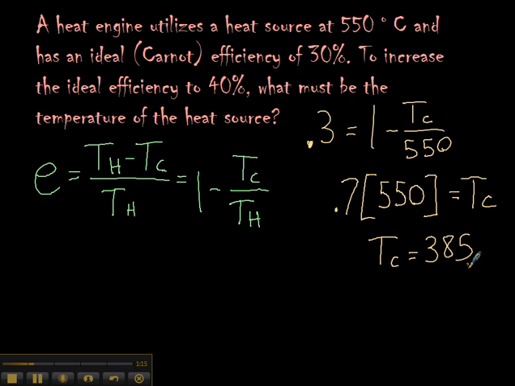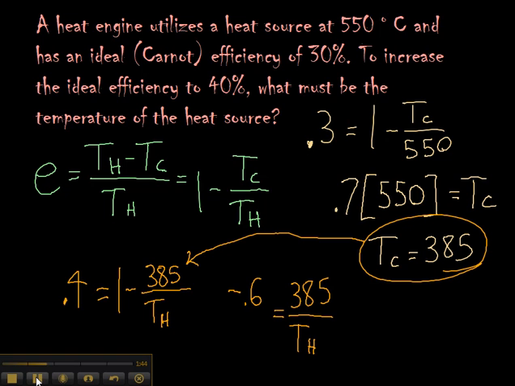But the question was asking, if we want it to be more efficient, we'd better make there be a bigger difference in the temperature. So to make an efficiency of 40%, we'd better have a bigger split in this temperature. And the cold temperature stays the same, but they said we can change the temperature of the heat source to make it hotter so that the efficiency goes up to 0.4. And we can use this cold temperature that we just figured out to see what the hot temperature needs to be to make it more efficient.